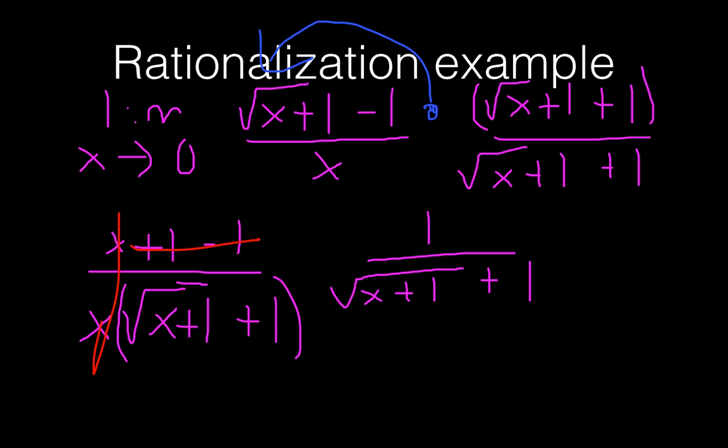Now, if we think back to the limit as x approaches 0, we'll sub in 0 for our x, which simplifies to 1 over the square root of 0 plus 1, which is the square root of 1, which is 1. So 1 over 1 plus 1, which is the same as 1/2.